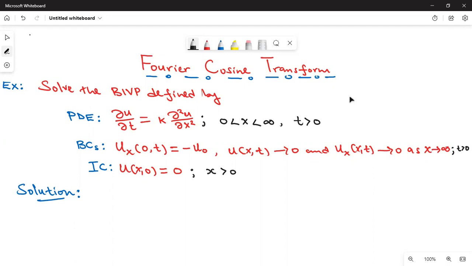So in this case, we are going to use the Fourier cosine transform. Why? The reason is that you look at the boundary condition at the starting point at the lower end. I'm going to write a note on the choice between when to use the Fourier cosine transform and the Fourier sine transform. So you check the boundary condition at the lower end.